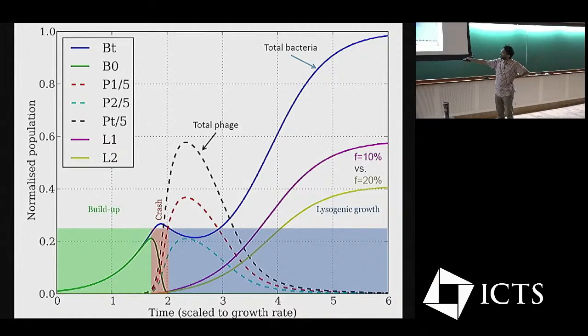But eventually, the virus population grows high enough that it starts to have an effect on the bacteria. The bacteria start to crash. What's shown here is that the number of infected and uninfected bacteria crash quite quickly. That causes a dip in the total number of bacteria. But what starts growing is the number of lysogens.